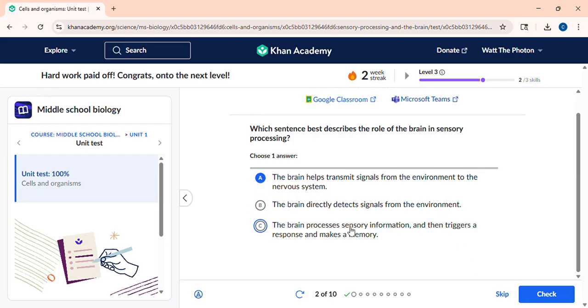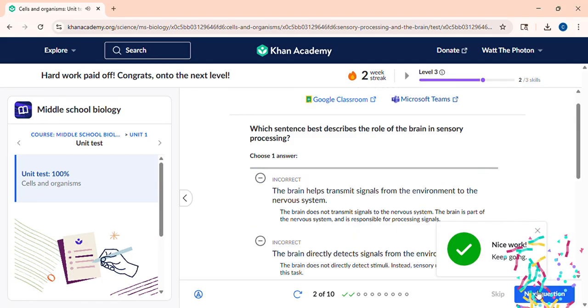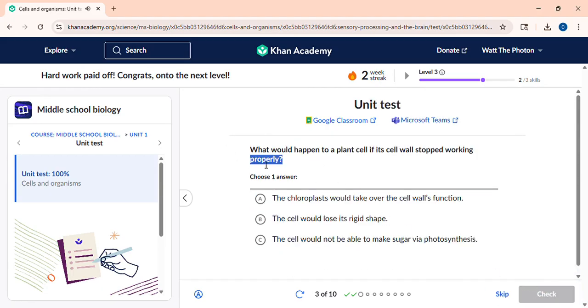I think B is wrong. The brain processes sensory information that triggers a response and makes memory. The brain helps transmit signals from the environment to the nervous system. But the nervous system includes the brain, so I don't think that makes sense. What would happen to a plant cell if its cell wall stopped working properly?